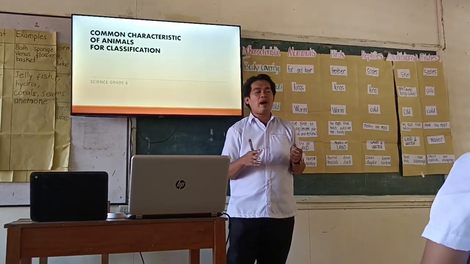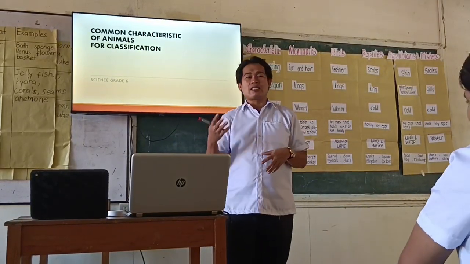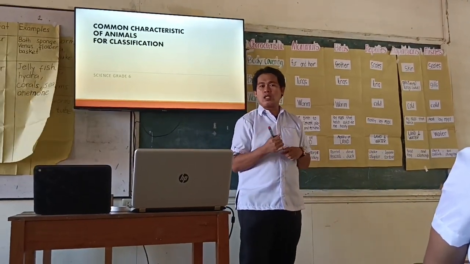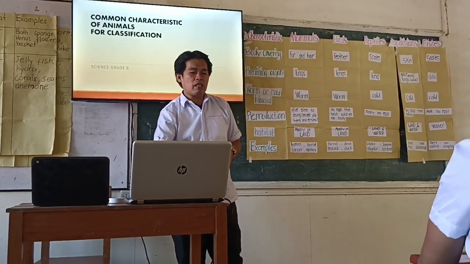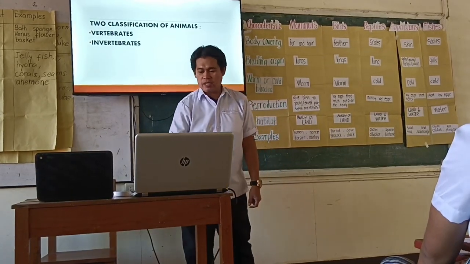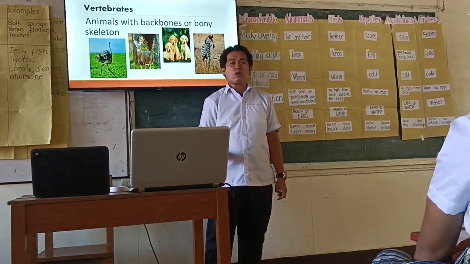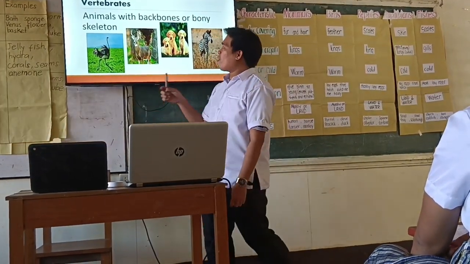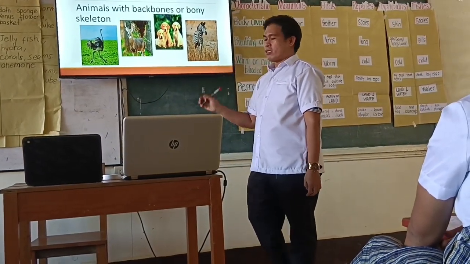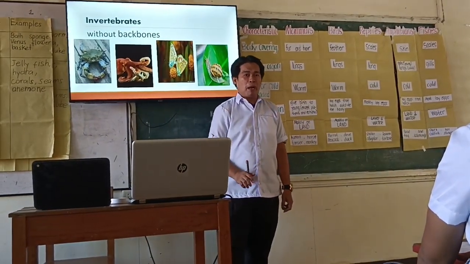We all know that we have millions of different animals on the planet. They differ in size and in body structures. For classifying animals, there are two classifications of animals. These are vertebrates and invertebrates. Vertebrates are animals with backbones or a bony skeleton. These are examples of vertebrates. And invertebrates are animals without backbones.